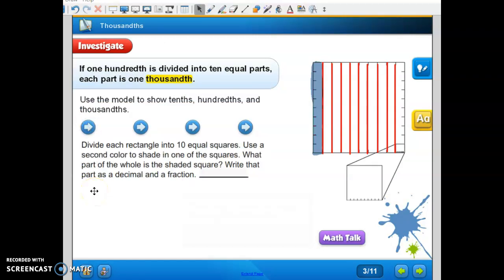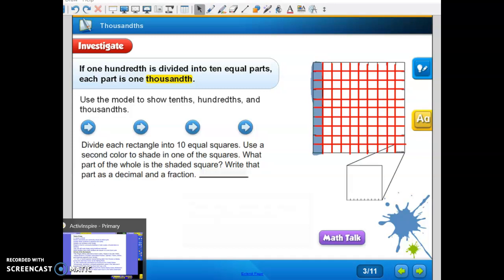Now we're going to look at question number B. It says divide each rectangle into 10 equal squares. Use a second color to shade in one square. What part of the whole is shaded? So go ahead and stop your video and draw. Now you're drawing your rows. So now you're going across your big block.